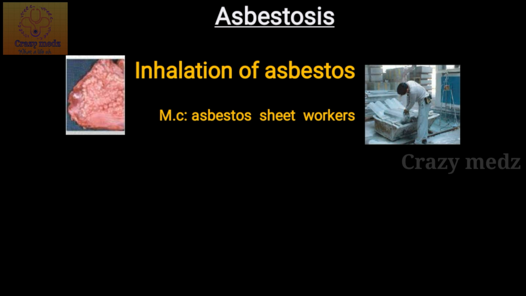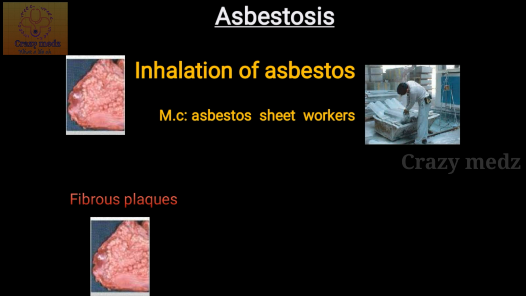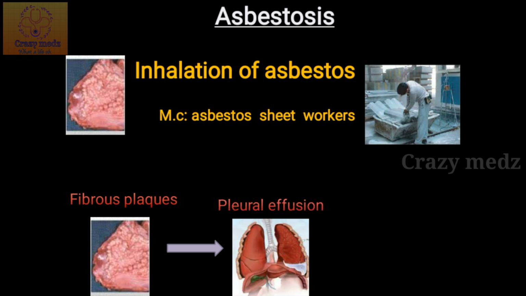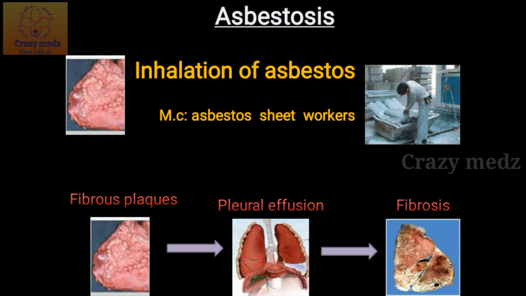Recently, the incidence of asbestosis is most commonly seen in people involved in the shipping industry. Asbestosis may present as localized fibrous plaques or rarely diffuse pleural fibrosis. It may also present as recurrent pleural effusion. In critical stage, it may cause parenchymal interstitial fibrosis, which is known as asbestosis.